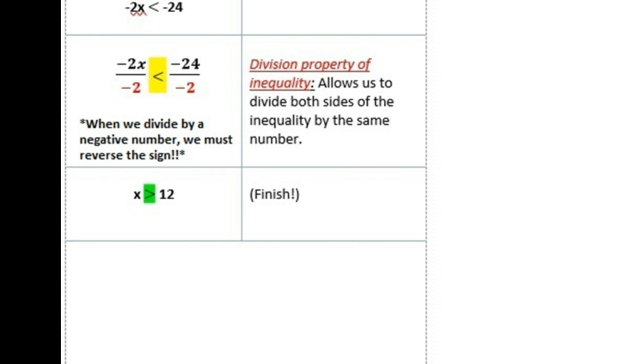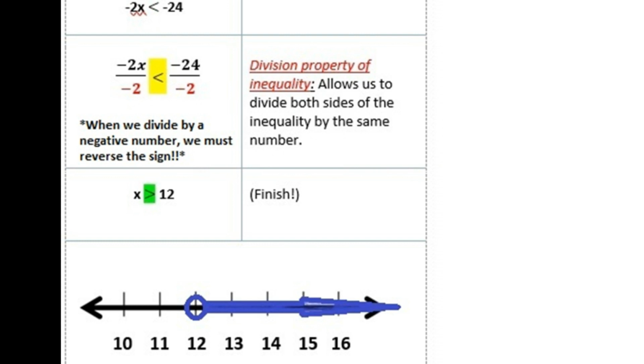Remember, again, that when you divide a negative number by another negative number, you come out with a positive number. So there's a lot of little rules to remember here. And don't let those little rules trick you into making a big mistake on this. Okay, and that's why practice is so important. So since we have x is greater than 12, open dot on 12, shaded all the way over to the right.